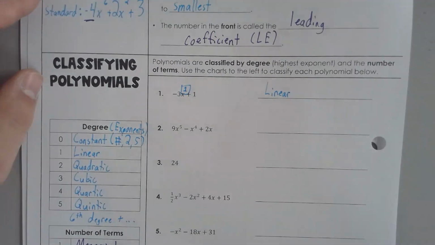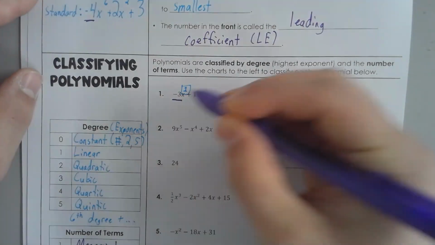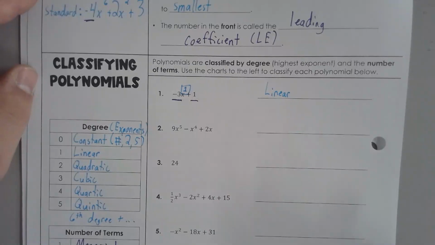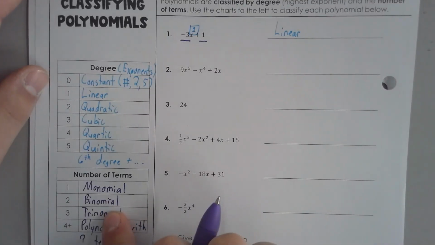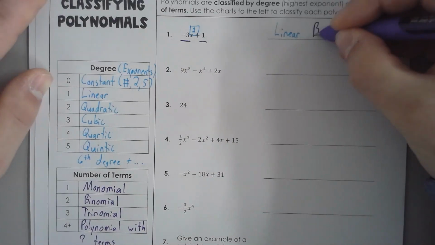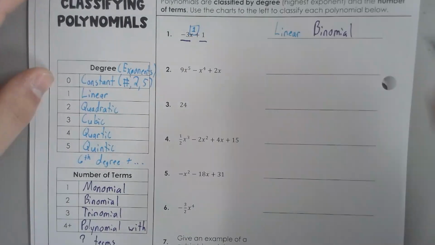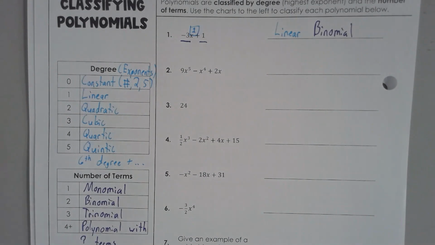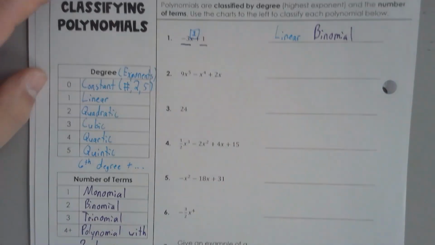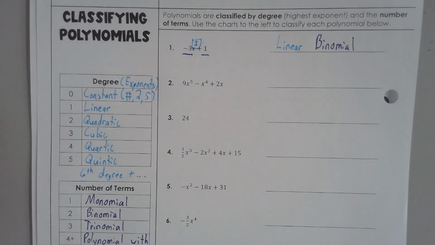How many terms do I have? 1, 2. So we've got 2 terms. That's a binomial. So altogether, negative 3x plus 1, it's called a linear binomial. So what we're doing is just putting 2 ones in. Exactly. So we always look at the first number, exponent. I was like, you keep doing it because I'm getting too far. Okay. All right, number 2.